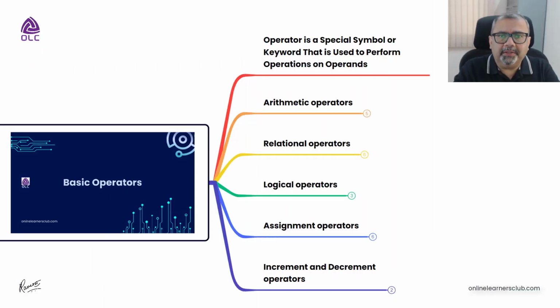What are the basic operators in Java, and what is an operator? An operator is basically a special symbol or a keyword, we could say, which is used for performing operations on different operands in a program. We already use these operators in our day-to-day mathematics. The same concept is there in programming as well. So let's look at them here.